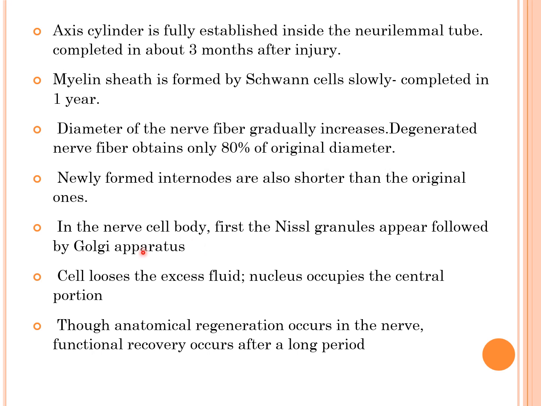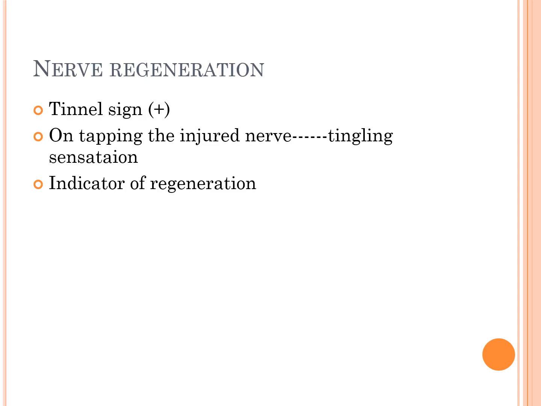All this will come back. So you can see here the Nissl granules will appear. Following this, the Golgi apparatus will also appear and the cell will lose its excess fluid, so that the nucleus will come to its central position. All this anatomical regeneration will occur in the nerve. But even though anatomical regeneration occurs, functional recovery takes a very long time. So all these are regenerative changes.